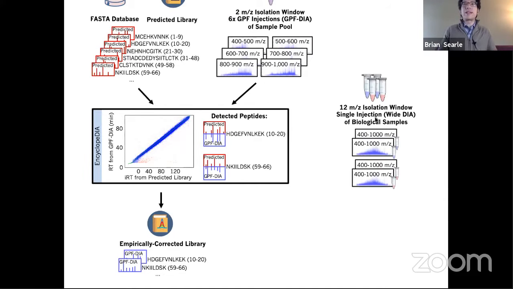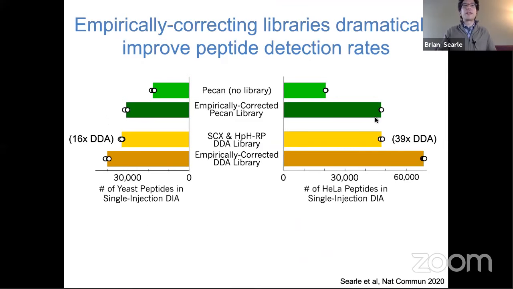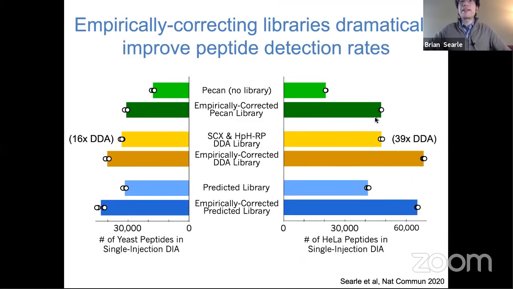And again, using that same framework, we would collect our single injection wide window DIA of our biological samples, and then line those up, and have very highly accurate data from one sample to the next in terms of our library versus our single injection data. So I showed this slide earlier, but we can essentially get the same quality of detection using the chromatogram library approach based off of a spectrum library as versus the predicted library.